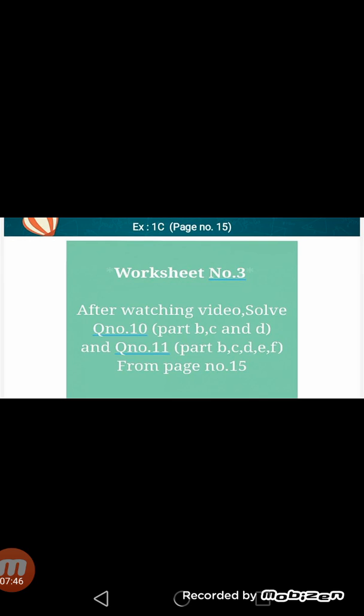Now in this exercise, you have to solve question number 10 parts B, C and D and question number 11 parts B, C, D, E and F from page number 15.